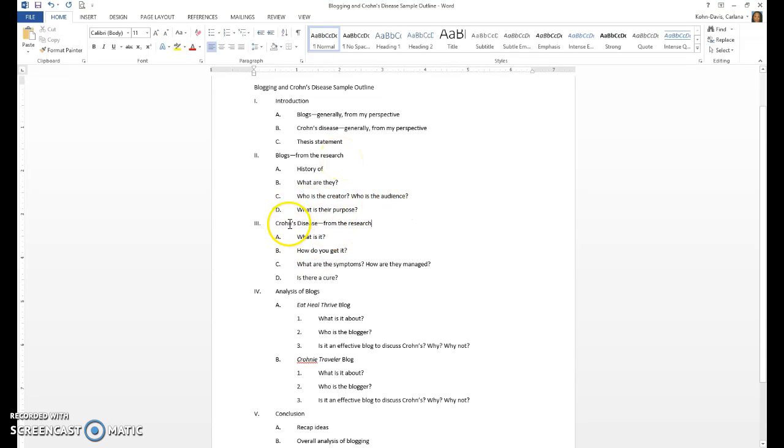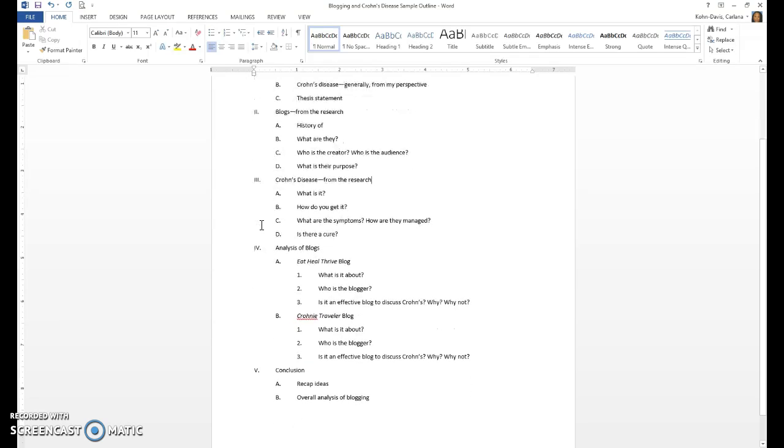The same as this. This section will come from the research on my particular topic, and for me, it's Crohn's disease. So what is the research saying about Crohn's disease, about what it is, about how you get it, about what the symptoms are and how those symptoms are managed, and is there a cure? So sections 2 and 3, regardless of the order in which you put them, should come from the research. What is the research saying about blogs? And what is the research saying about your particular topic?